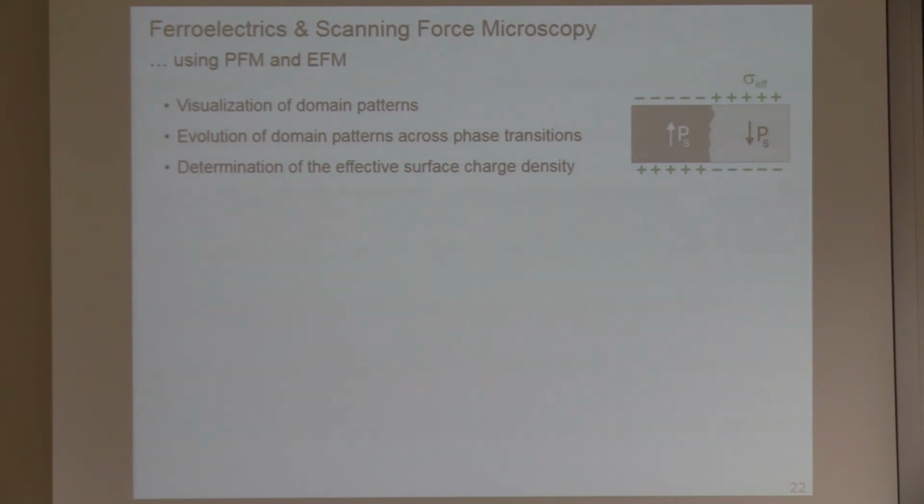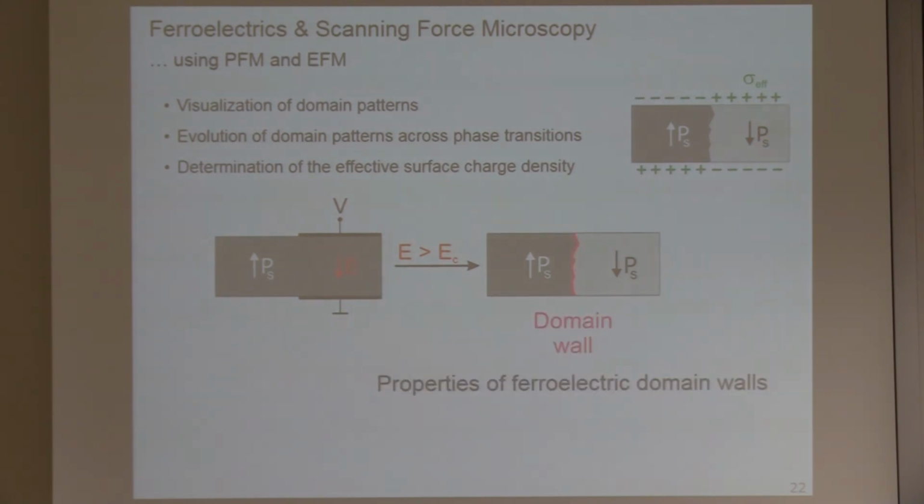So what I told you so far is just that with PFM and EFM you can see the domain patterning, you can see the surface charge density. It's quite fascinating. And what I want to tell you now, in a short moment, is: you pole your sample, you have a polarization, you apply a strong electric field, you reverse the polarization, and the question is what happens at the domain wall. What is the domain wall? Does the domain wall have properties?